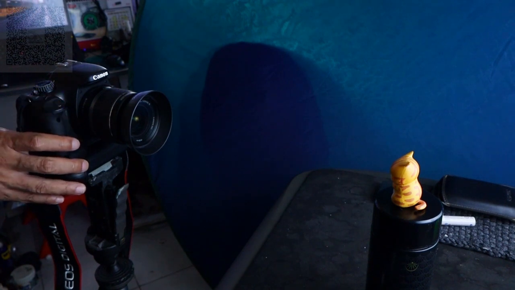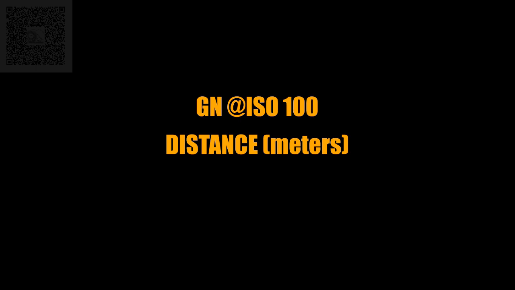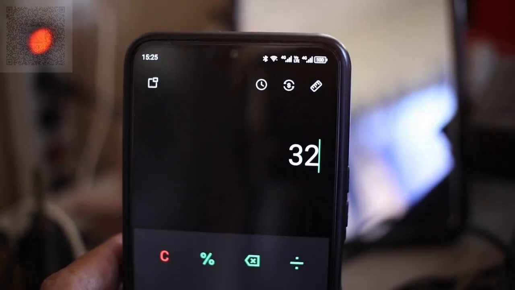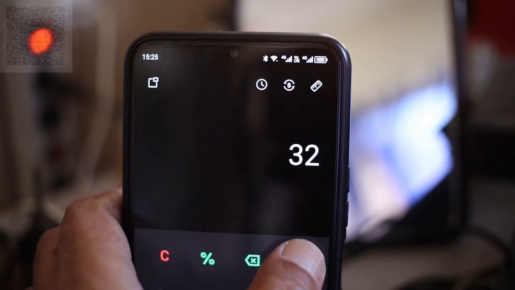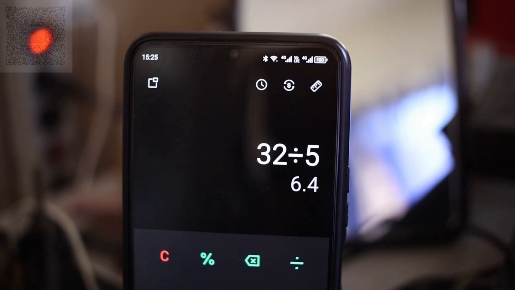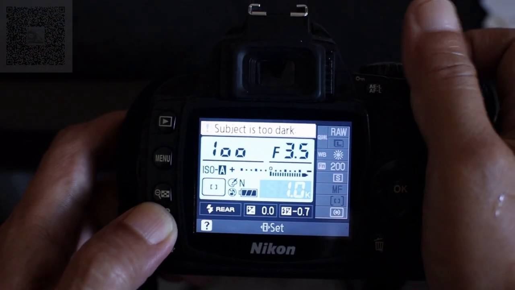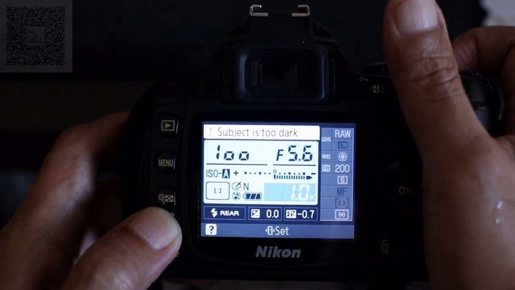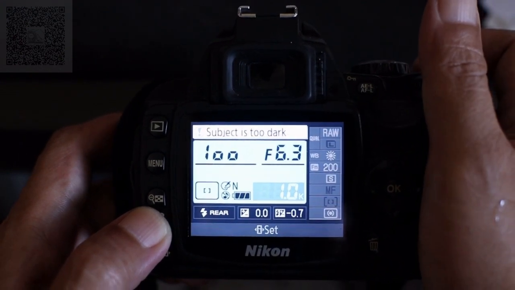In the old days, flash exposure was calculated by using the flash guide number and dividing it with the subject distance to get an approximate f-stop number. Let's say your flash had a guide number of 32 at ISO 100 and your subject is approximately 5 meters away. Simply divide 32 by 5 and you will get a value of 6.4. Now all you need to do is set your lens to the closest aperture setting, which is 6.3.